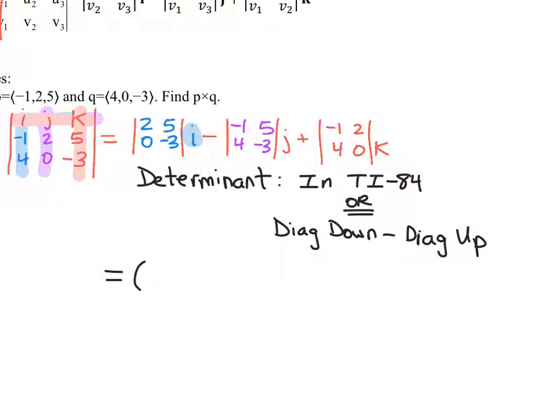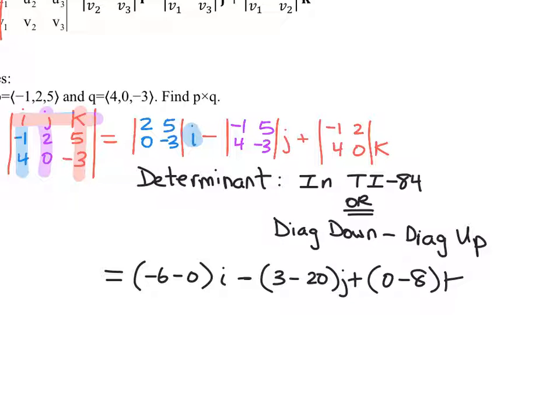So the diagonal down values, -6 minus 0, those are going to be the coefficients of I, minus 3 minus 20. Diagonal down is -1 times the -3, which is +3. 4 times 5 is 20, subtract the 2. Plus, diagonal down is 0, minus 8. And that's the K. I missed the J. And there's the K.